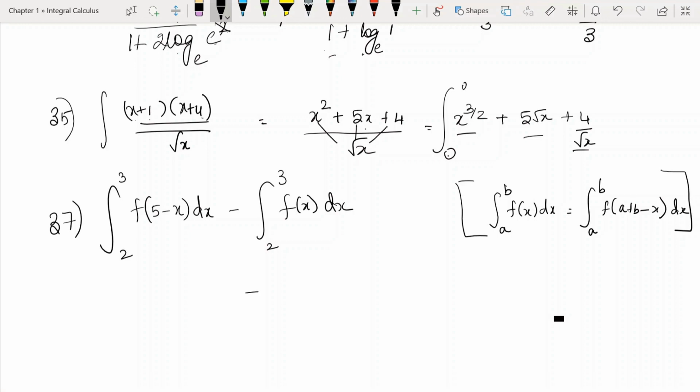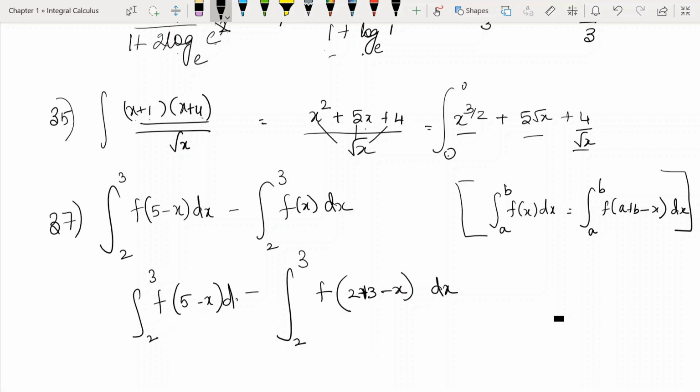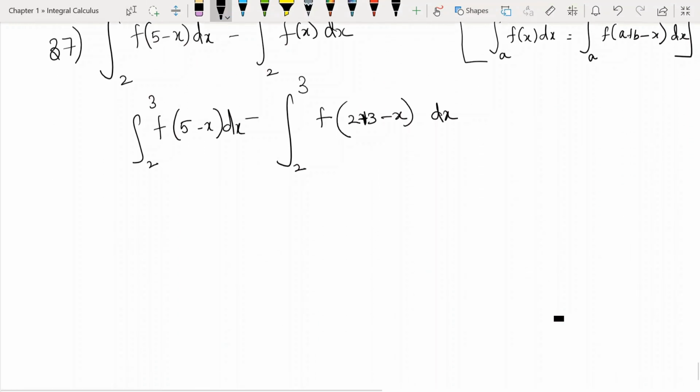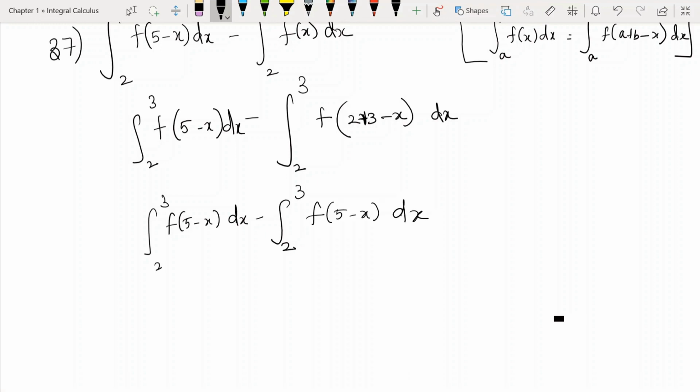In the second term, I'm going to apply this, that is integral 2 to 3 f of (2 plus 3 minus x) dx, and what you have here is integral 2 to 3 f of (5 minus x) dx. Now you see that here it will be integral 2 to 3 f of (5 minus x) dx minus integral 2 to 3 f of (5 minus x) dx. You have the same term with a negative. So when you cancel the two terms, it becomes 0. So this is our final answer.